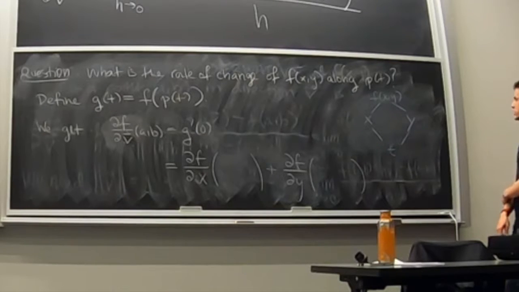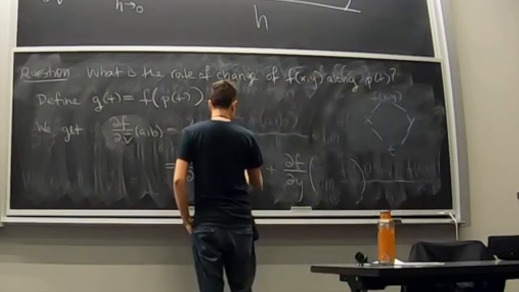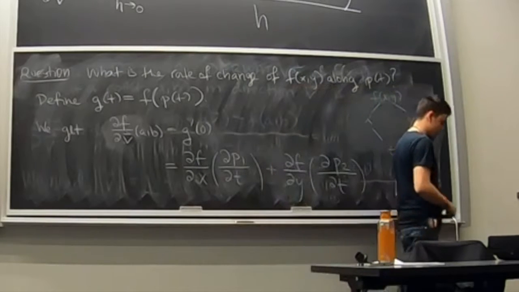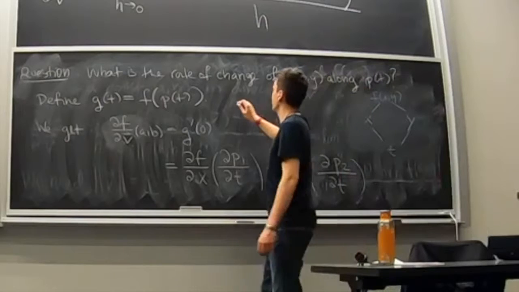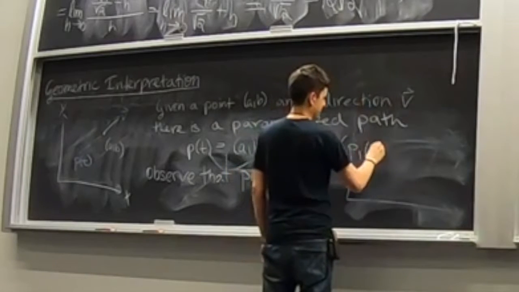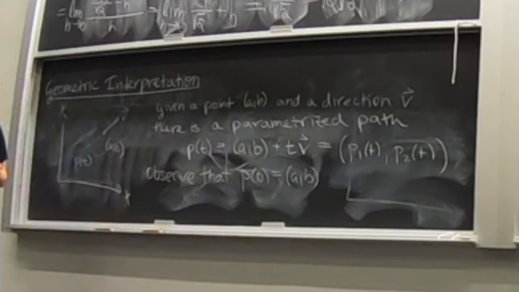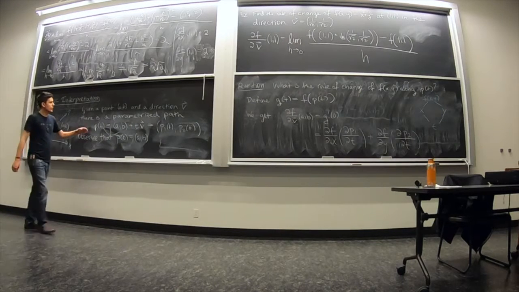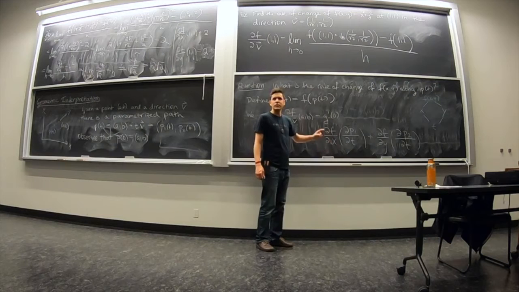so when we change t, we'll get some change in this guy. Some change in this guy. Okay, I should define these p1s and p2s. So we've got a change in this x coordinate that will affect the change in f according to the chain rule.